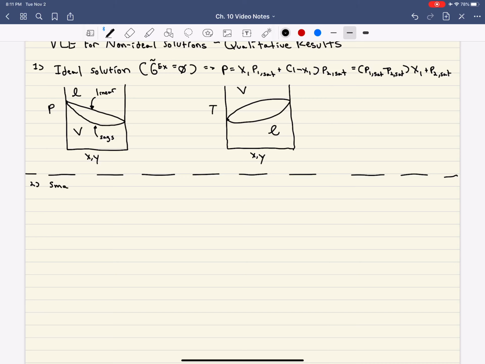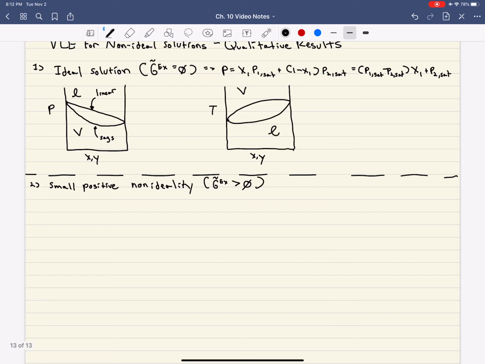And now let's consider the case where we have a small positive non-ideality. And so what that means is that your G excess is going to be greater than 0, but not too big. It's just slightly greater than 0. And so when that happens, if the excess Gibbs energy is positive, remember, the vapor phase is still an ideal gas mixture. We're only adding non-idealities to the liquid phase.